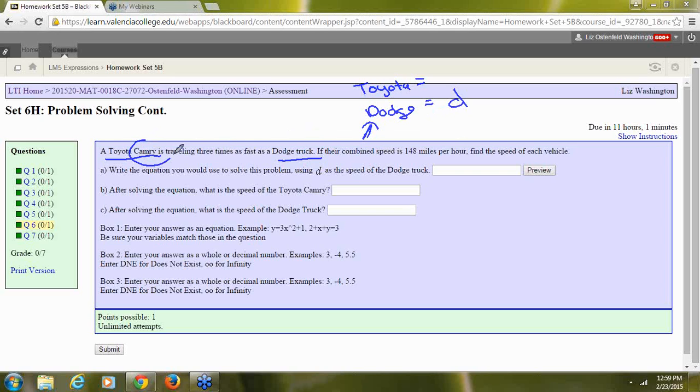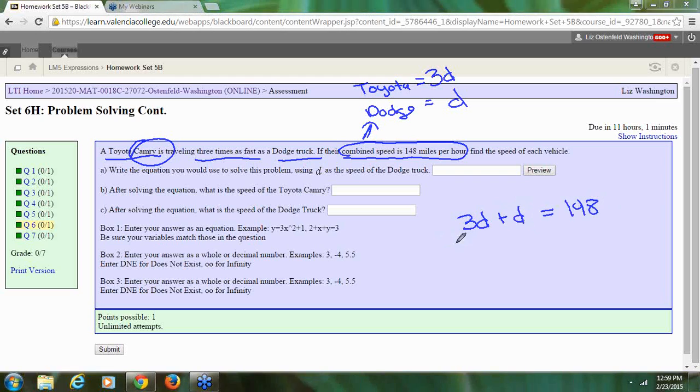Now, it did describe the Toyota to me by saying it was 3 times the Dodge. Well, then that means the Toyota is 3 times the Dodge. If their combined speed was 148 miles an hour, that means if I add the Toyota and the Dodge, it should equal 148 miles. A simplified version of this is 4D equals 148. Now that would actually be the equation.